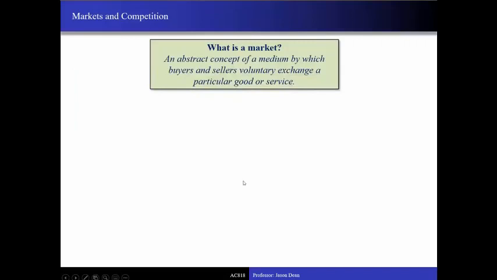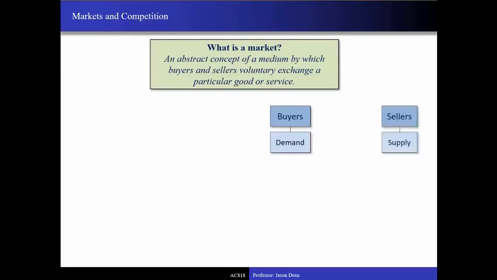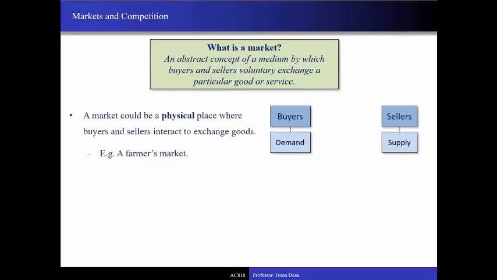So the demand side, well, first let's just get across the idea of a market. A market is kind of an abstract concept. It doesn't necessarily have to be a physical location. There are obviously many markets that aren't, like the stock market, the foreign exchange market, Bitcoin, things like that. It's essentially a medium by which buyers and sellers voluntarily exchange a particular good or service. In a market, you have your buyers, they represent demand, and then you have sellers, and they represent obviously the supply.